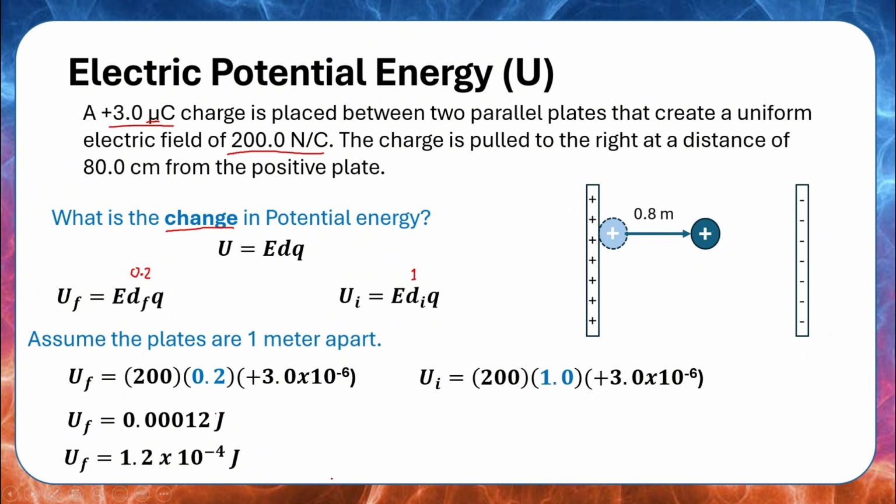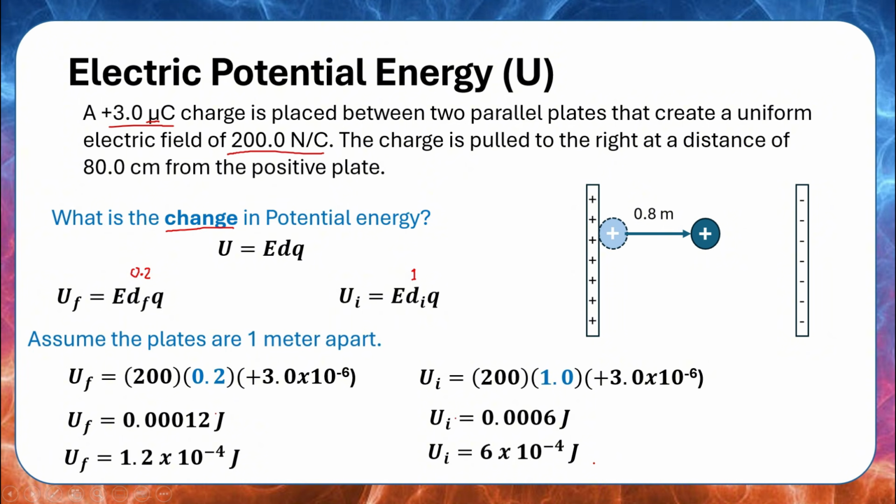And this is now the scientific notation form of that answer. And remember, energy is in joules. The unit is in joules. Next, for the initial, the answer is 0.006 joules, and make it in scientific notation. The answer is 6 times 10 to the negative 4 joules.